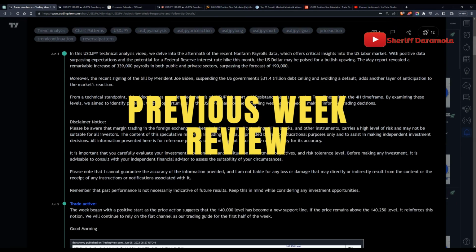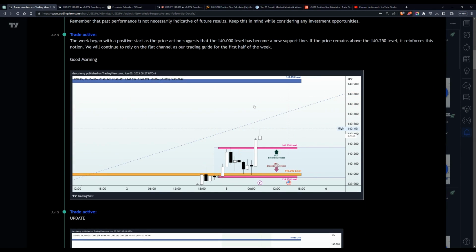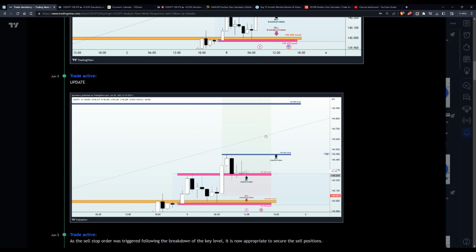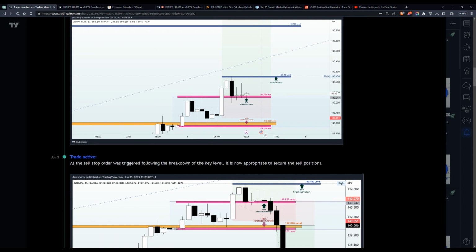So at the beginning of the week, we identified a simple setup where price action was actually ranging above our weekly key level at the 140.00 level. And it was at this point we were thinking that price action will be going bullish. So we were waiting for a retest of the breakout of that resistance line at the 140.250 to join a bullish momentum. And in fact, we had our buy limit order triggered, and unfortunately, we had our first stop loss for the week as price action took us out of that position in a loss.